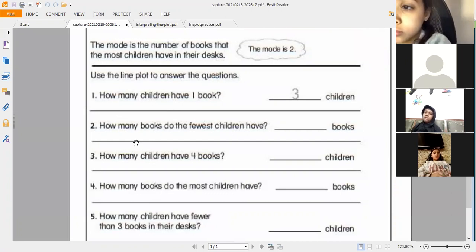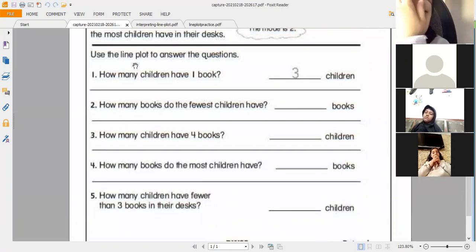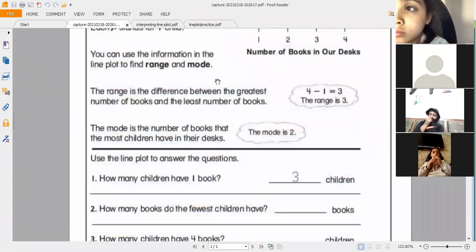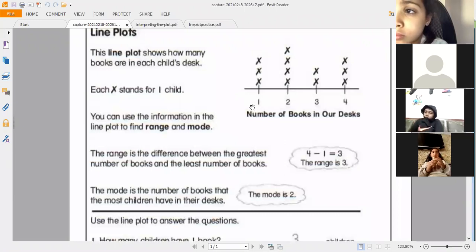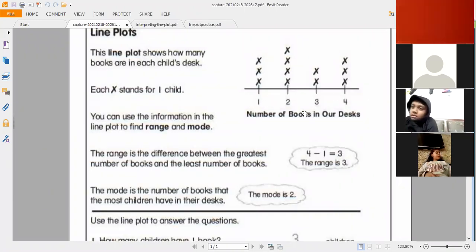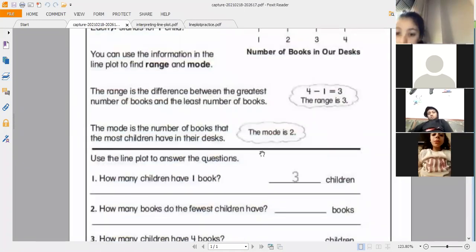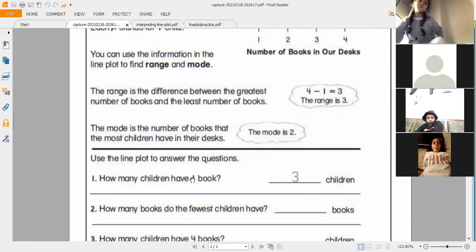Let's try to answer the questions. Use the line plot to answer the questions. Question 1. How many children have one book? This is one book. We said that these numbers below refer to the number of books. One book, we have one, two, three children. Three children.